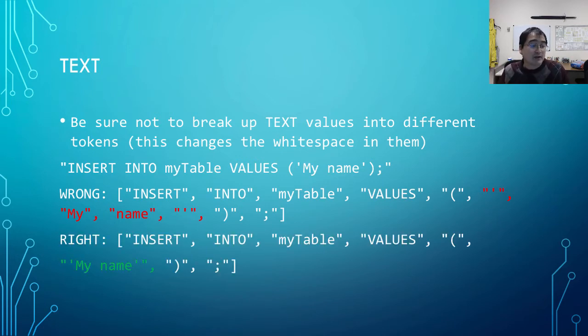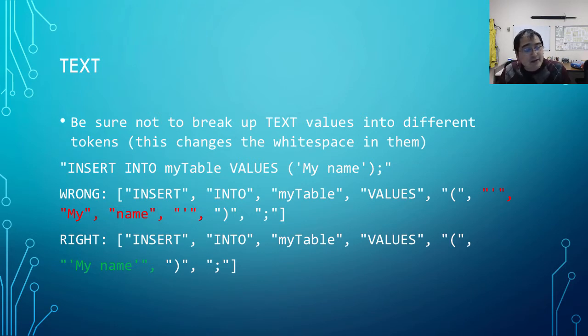The right way to tokenize is to say insert, into, myTable, values, parenthesis, and the whole string is one token: single quote, my space name, single quote, double quote, close. So the whole string is just one token. You're not allowed to ever break apart that string into smaller bits, or else you'd lose information. All right. So in a later video, we'll work through the process of writing code that would break apart a SQL statement into tokens.